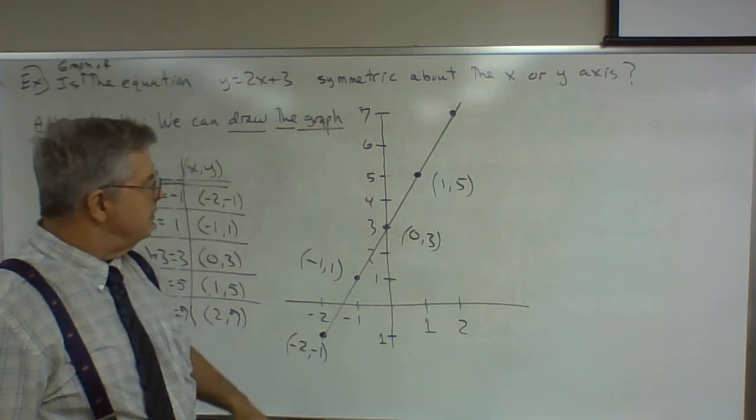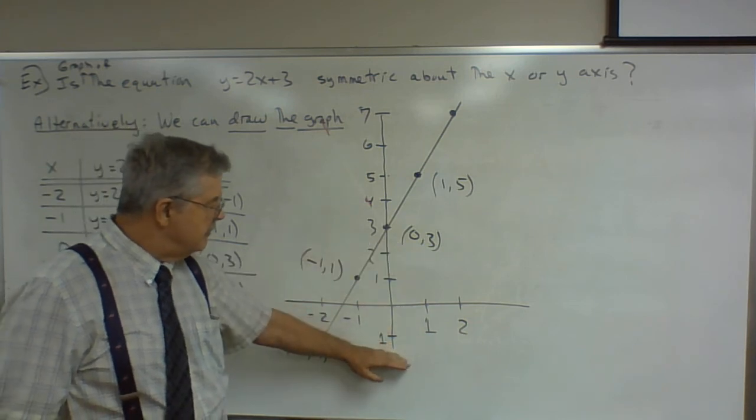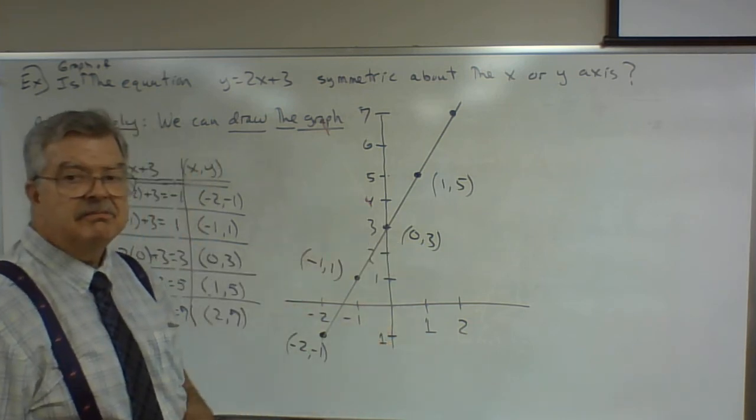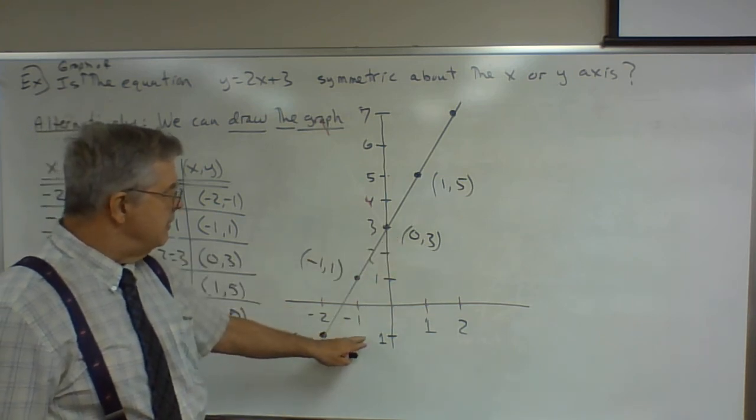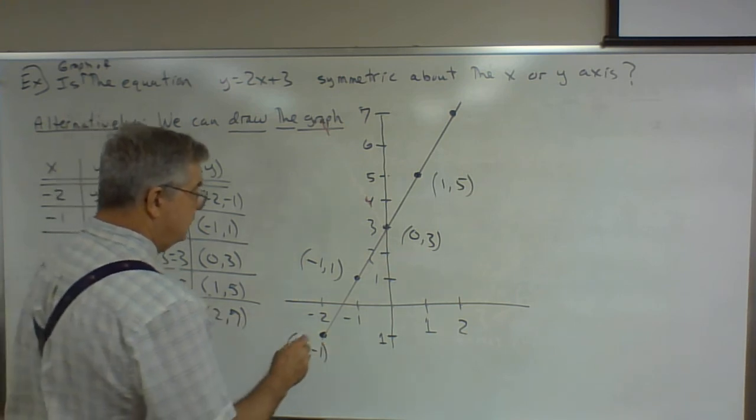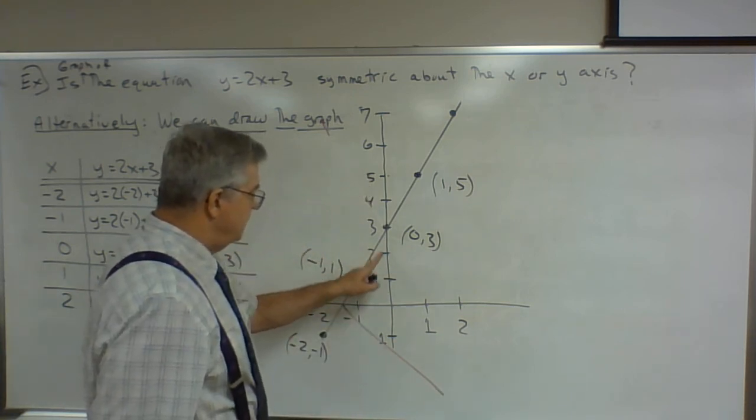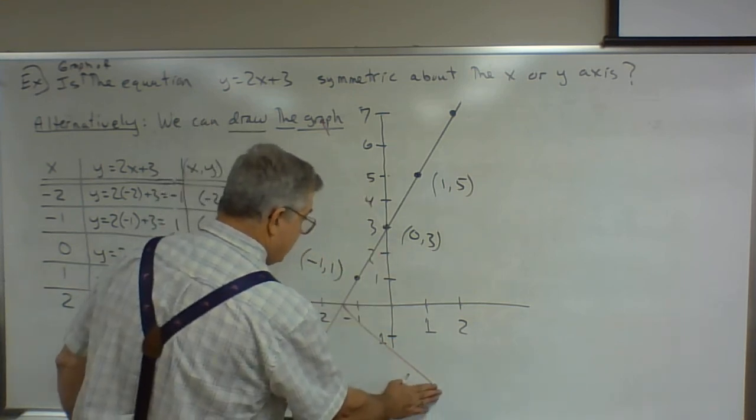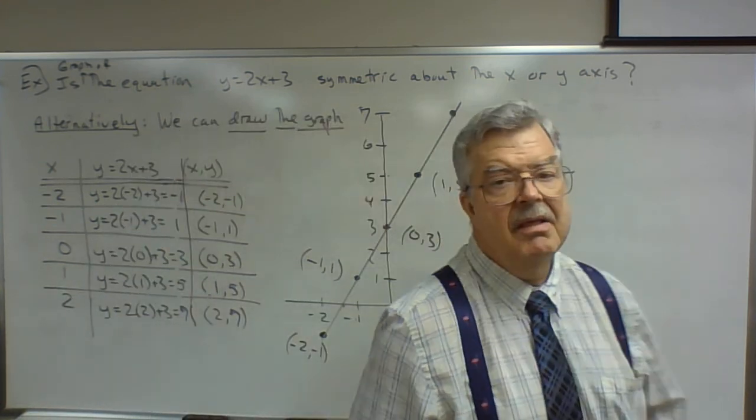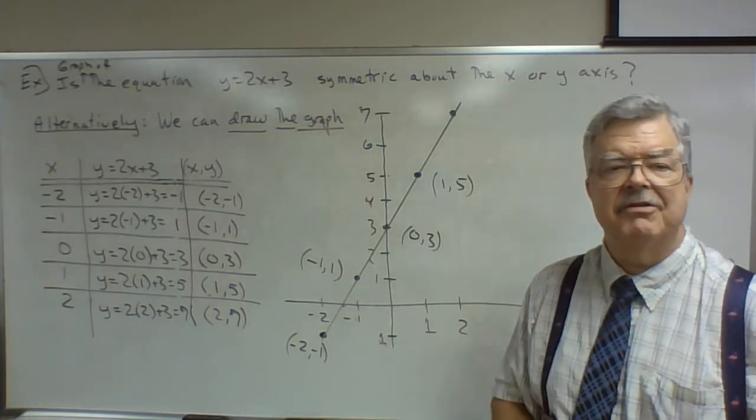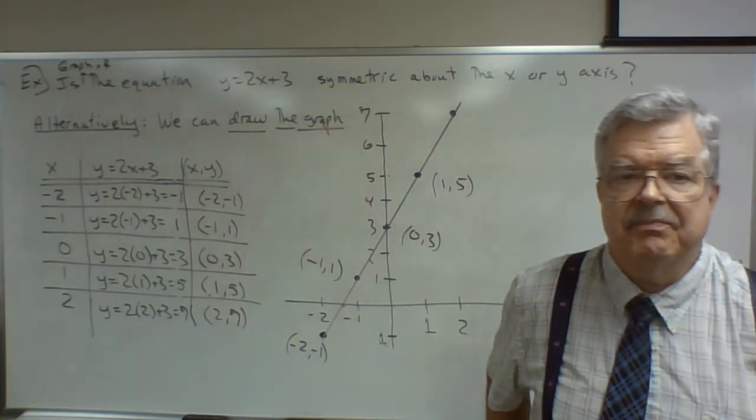Okay. Is the part of the graph that lies above the x-axis the mirror image of the part that lies below the x-axis? No. If the top part were the mirror image of the part that lies below the x-axis, then this graph would go like that. And this part would be the mirror image of that part. But that doesn't happen. Clearly, this graph is not symmetric with respect to either the x-axis or the y-axis.